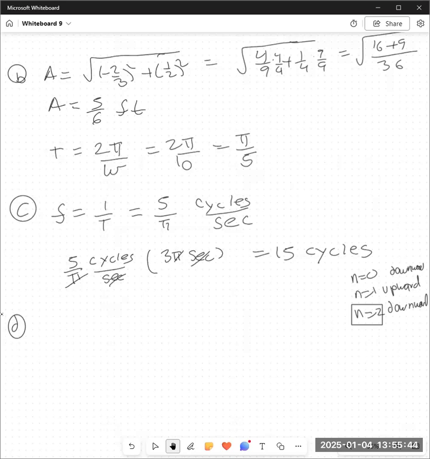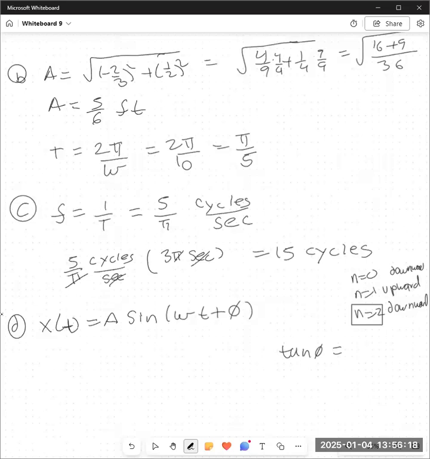I'm going to want to change this to the other form to be able to answer it easier. So I'm going to start off and write this as x of t is equal to A sine of omega t plus phi. Before I go any further, I haven't found phi yet, so let's go ahead and find that. Tan of phi is equal to negative 2/3 over 1/2, which is negative 4/3.